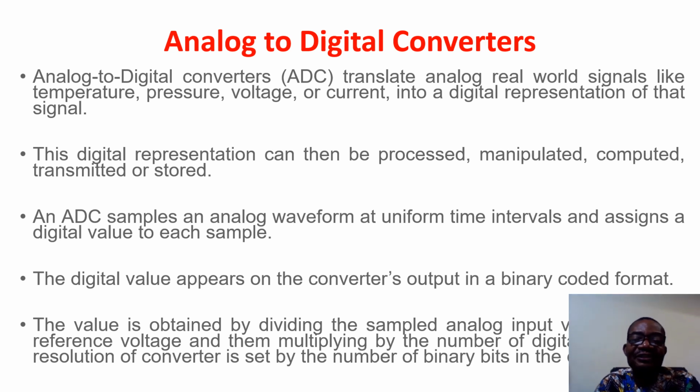Analog to digital converters translate analog real-world signals like temperature, pressure, voltage, or current into a digital representation of the signals. You know, most of the real-world signals that we interact with are analog in nature. When you want to measure temperature, your body temperature is usually in analog form. Or you want to measure voltages, they are analog signals. So real-world signals are analog signals.